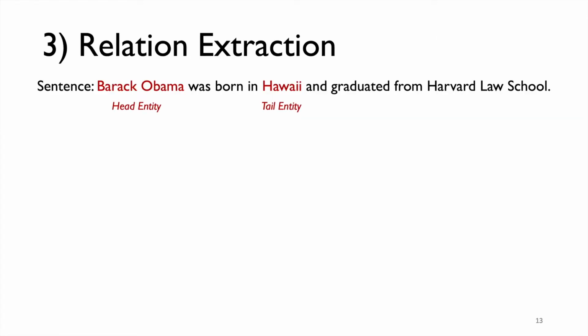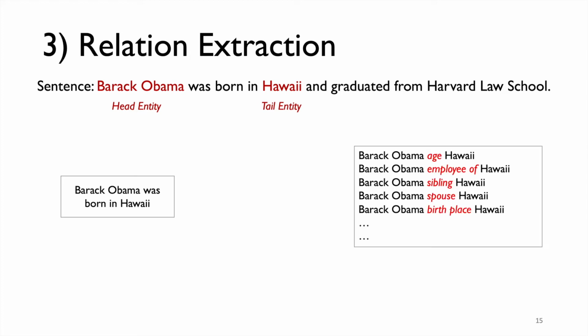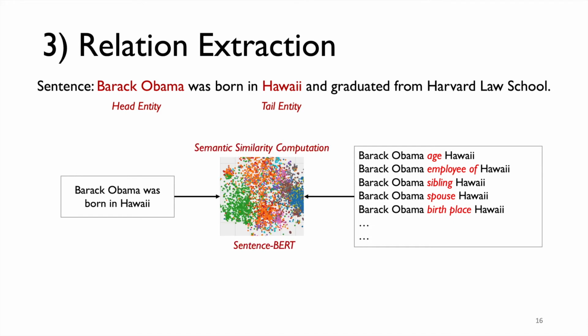The third component is relation extraction. We first construct a substring starting from the head entity to the tail entity. We then use the head entity, the tail entity, and the predefined set of relations to construct a list of strings. Now we use Sentence-BERT, which is an embedding model, and we use cosine similarity to calculate the similarity between the string from the left-hand side and each string from the right-hand side.